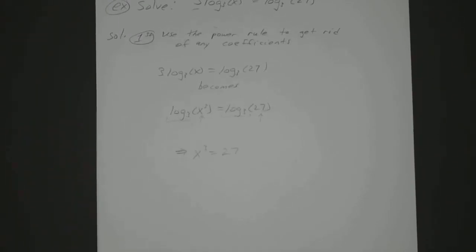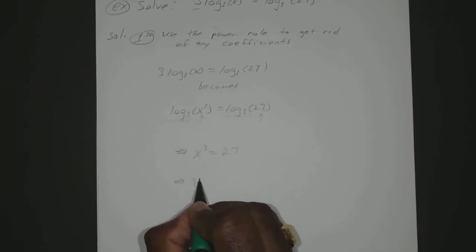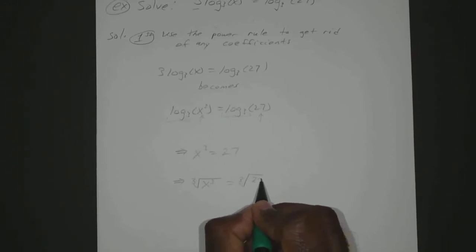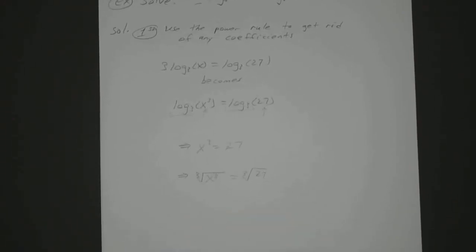So we take the cube root of both sides. You have the cube root of x to the third equals the cube root of 27. These two cancel each other out. So x is equal to the cube root of 27, and since 3 times 3 times 3 is 27, that's equal to 3.